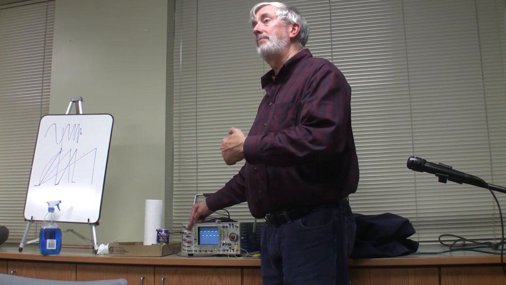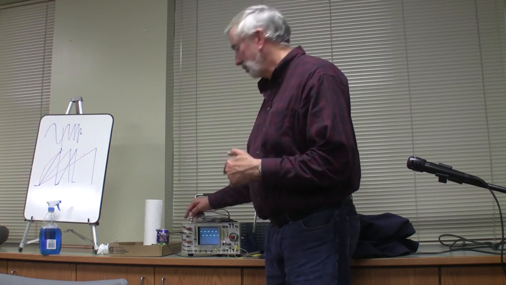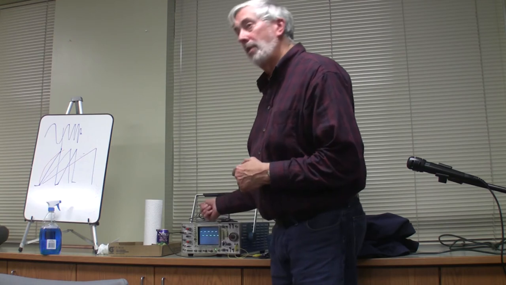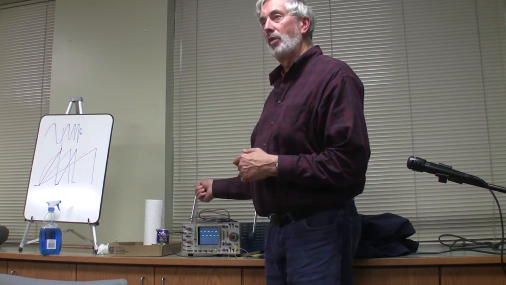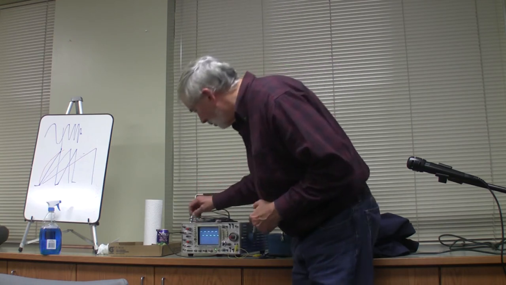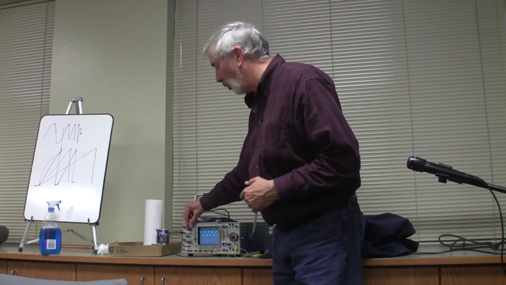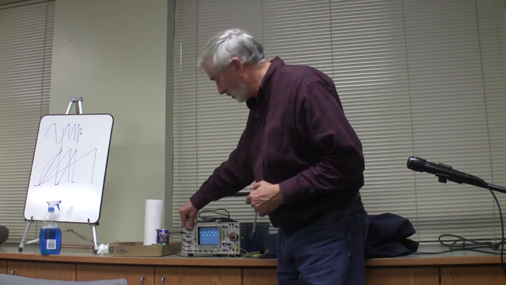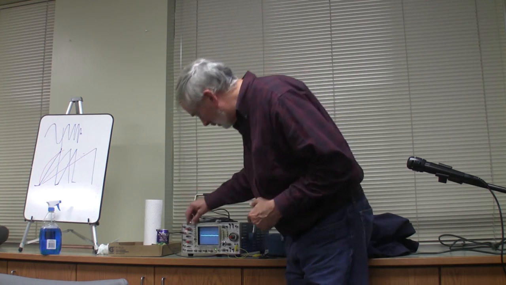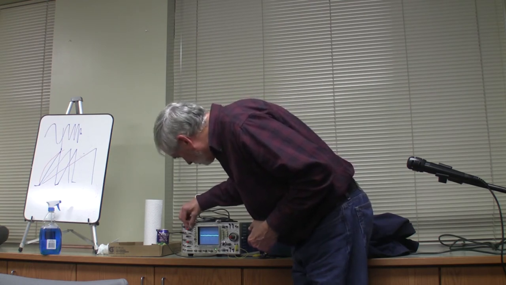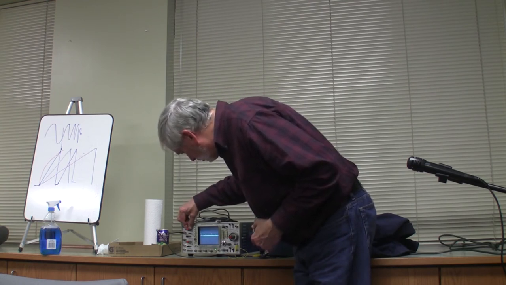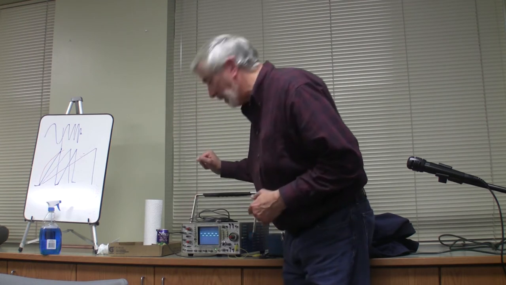So this 0.05 that the scope is measuring is actually 0.5 volts per box, per centimeter. So it's going up 2 centimeters, it's going up 1 volt. We can set it to 0.1, 100 millivolts per box. Now it's showing 1 volt per box.